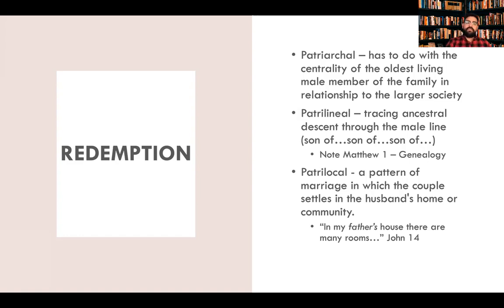And then it's patrilineal, meaning the ancestral descent was traced through the male line. That's why, when you're reading genealogies, you'll see son of this person, son of this person, son of this person. You'll see it again and again, because heritage is traced through the male line. And it's patrilocal. That is the pattern in marriage, a social contract between two families in which the wife would settle into the husband's home.